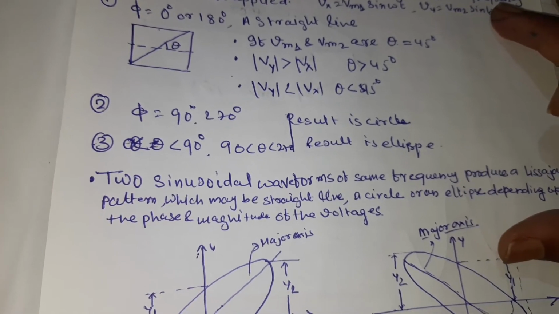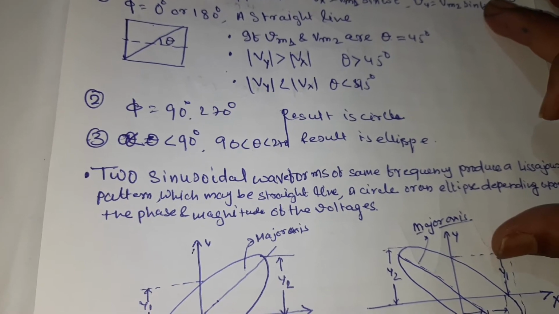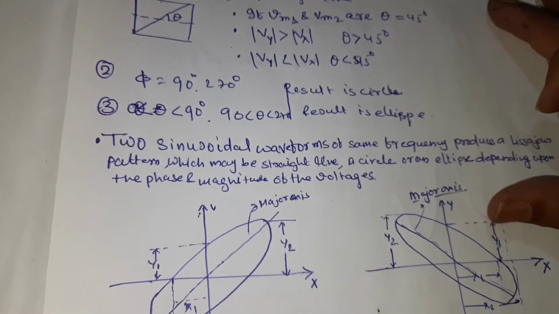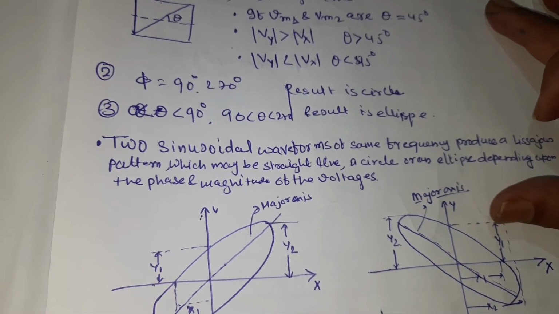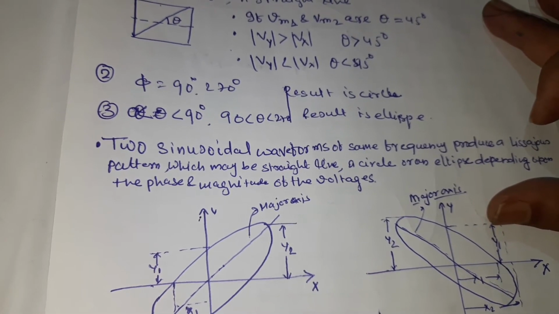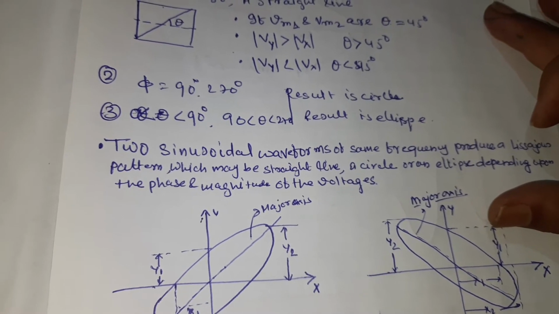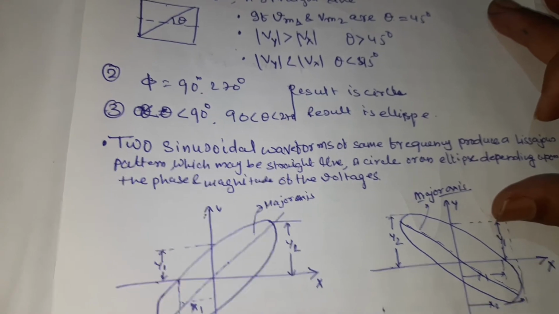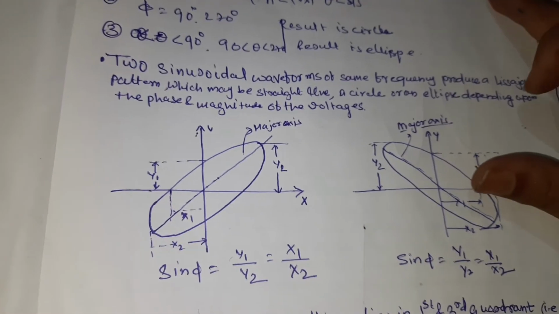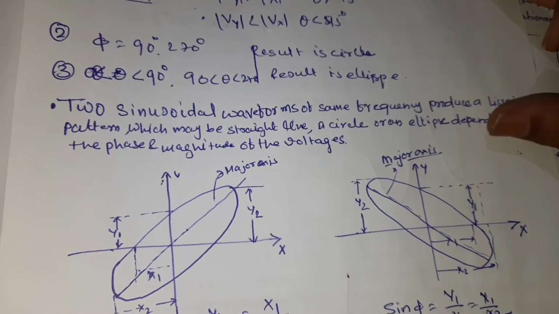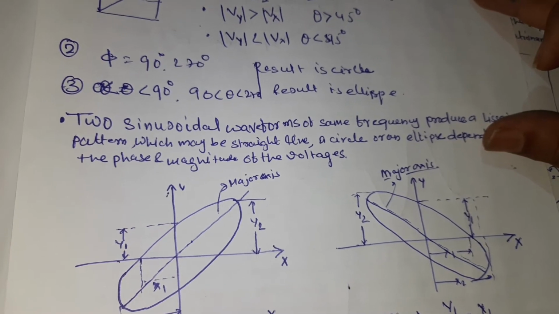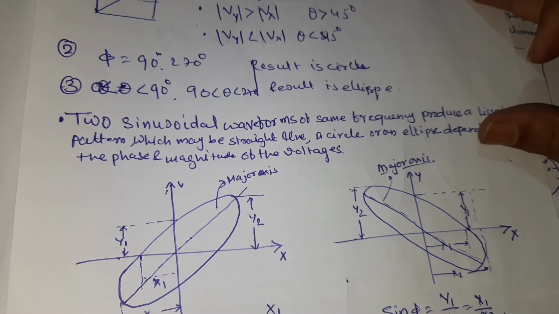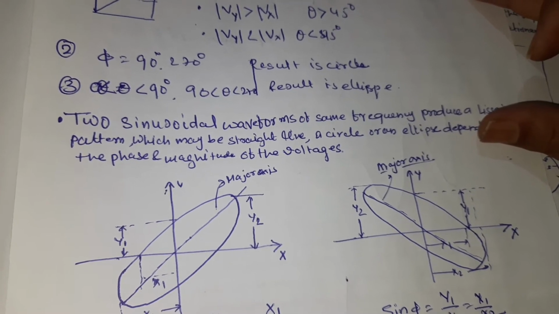Next, if the phase shift is 90 degree or 270 degree, then a circle will appear in the CRO. And if the phase shift is from 0 degree to 90 degree or 90 degree to 270 degree, ellipses appear. So you know that if there is a straight line in the first quadrant and third quadrant, then there is a phase shift of 0 degree.